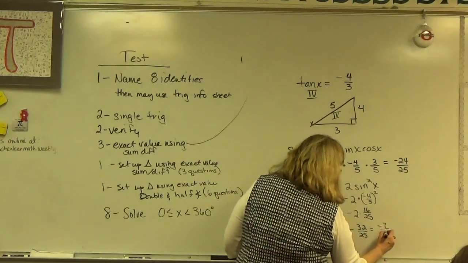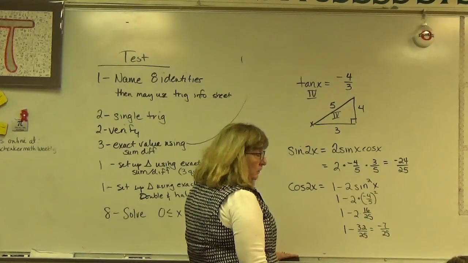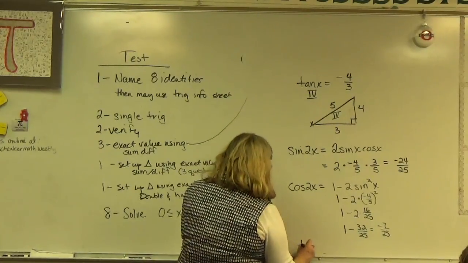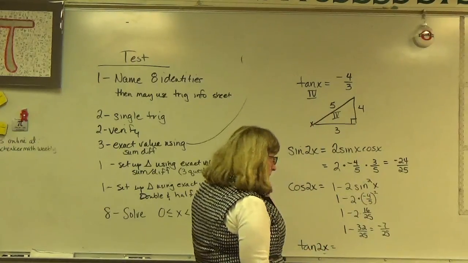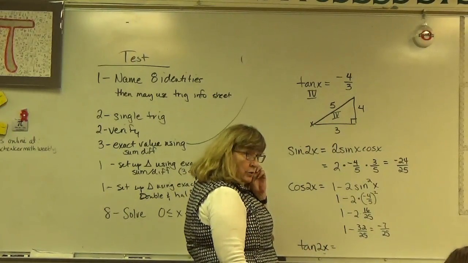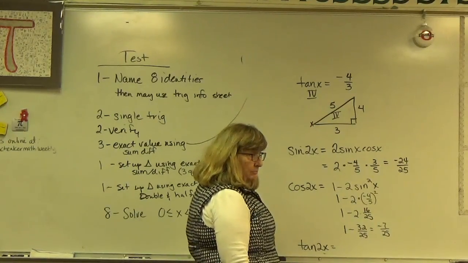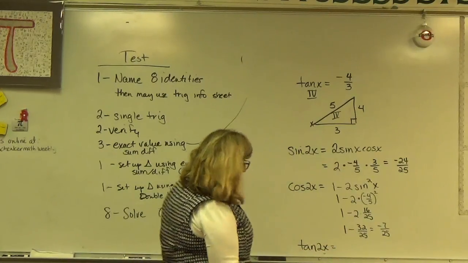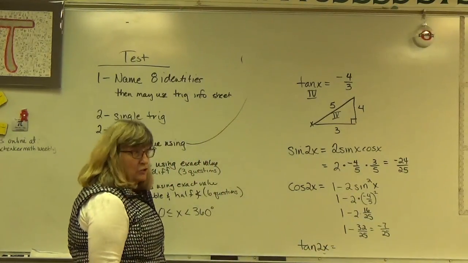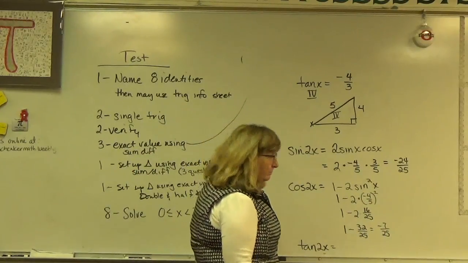Seven. Negative seven. Does everybody agree there? Hold on. Does everybody agree with negative 7 over 25? Did somebody try a different formula, like cosine squared minus sine squared? Could you have? Yeah, you could have got the same thing. That could be something you could do if you wanted to convince yourself you're right. How did they derive these different ones?